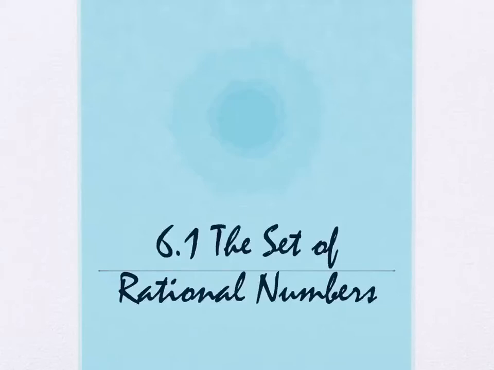All right, last time we started section 6.1 and we were taking a look at uses of rational numbers. And we're going to move on to some models or visual representations of rational numbers today.